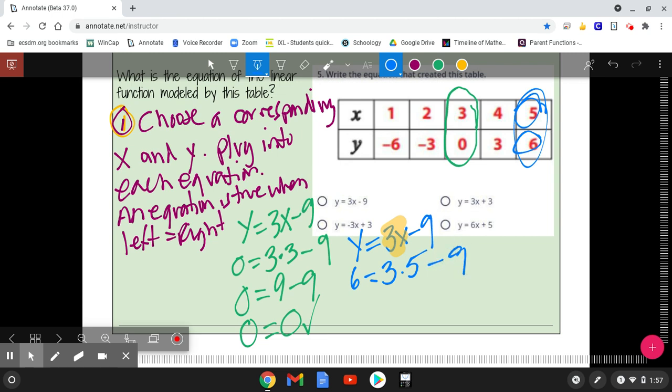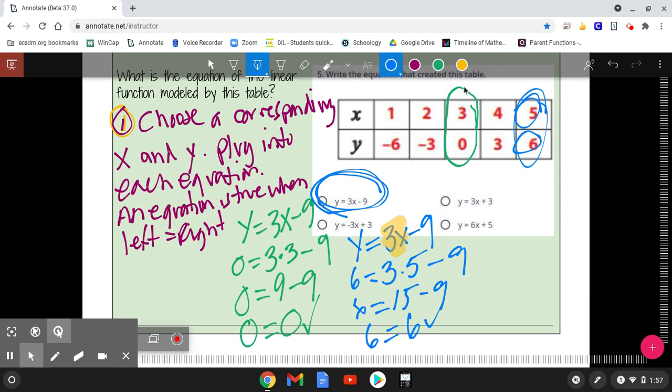Now that we've plugged in our numbers, we want to make sure the left side is equal to the right side. So our left side is equal to 6. 3 times 5 is 15 minus 9. So left side is still equal to 6. 15 minus 9 gives you 6. Left side is equal to the right side. We found 2 points that work for that equation. So you can circle that as your answer.